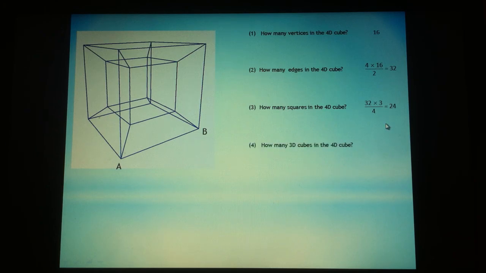Each square is the intersection of two cubes, and since a cube contains six squares, the number of three-dimensional cubes within the 4D cube is 2 multiplied by the number of squares divided by 6. This gives us a final number of 8.